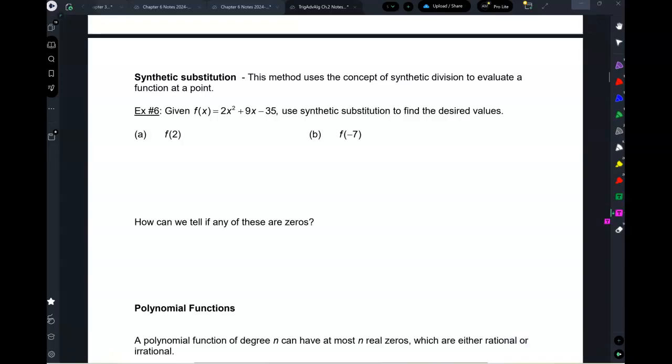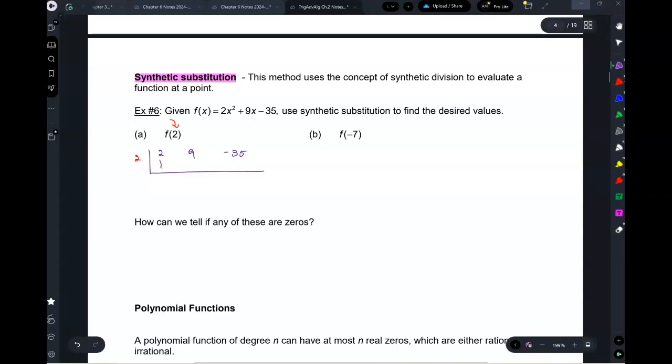We can do the same thing using synthetic substitution. Notice we have the same equation here, and we want to find f of 2. So how do we do that? Well, it's synthetic substitution, so we set up a synthetic division situation. Here, I put the coefficients 2, 9, negative 35. Okay, outside, I put this number. This time, there's no solving, there's no setting equal to 0. You just put the number as is. 2 becomes 2, not negative 2, as is.